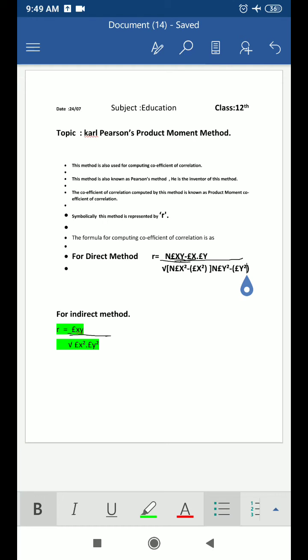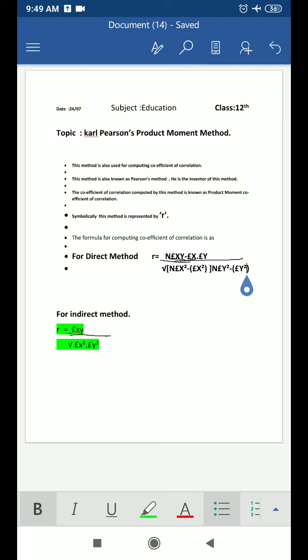Symbolically, this method is represented by r, meaning correlation. So, while computing, we need not write Karl Pearson's product moment method. We can write only the small r. The small r represents the coefficient of correlation.